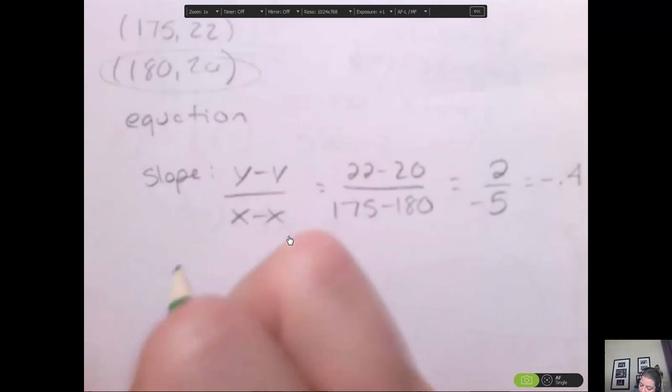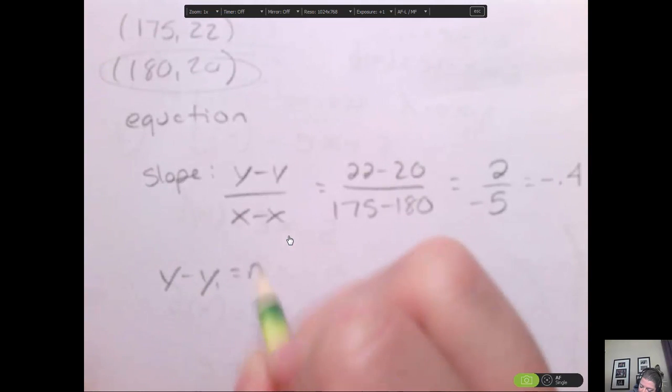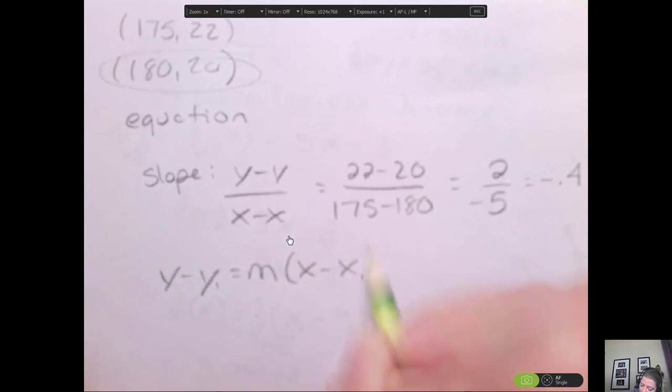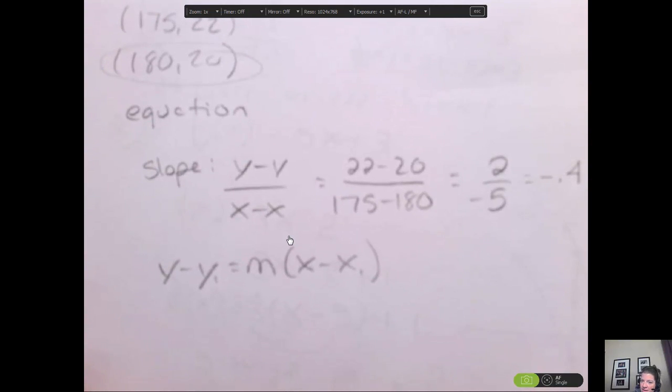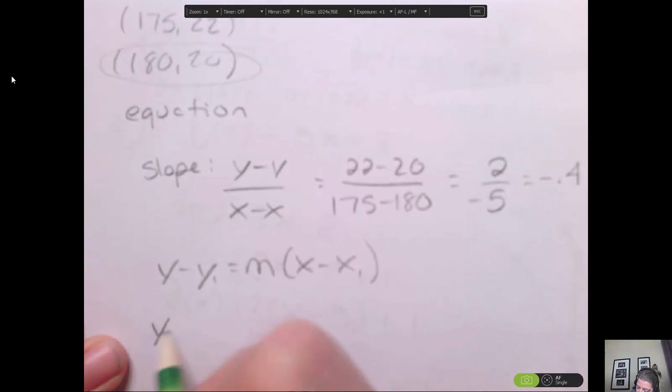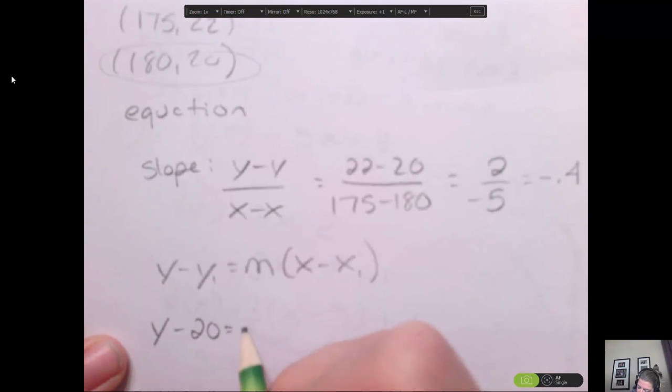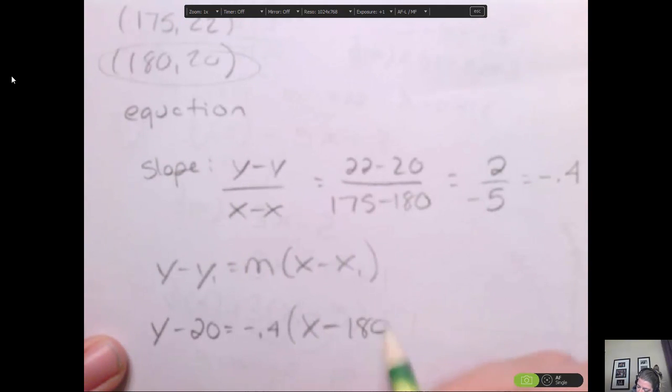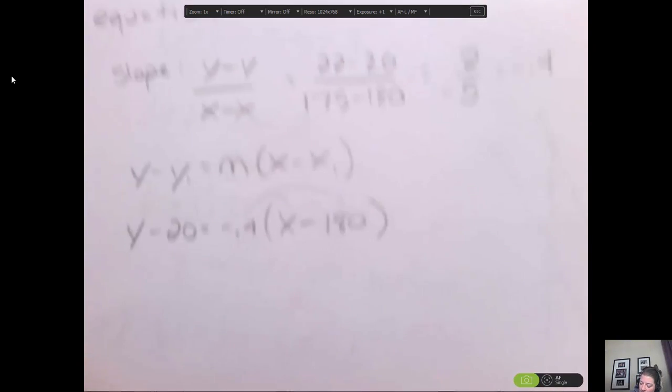And you're going to go y minus y1 equals m times x minus x1, and we're going to put in our values into this formula. This was called point slope, and we're going to put in our slope we found and one of our points. So I'm going to use this one, x, y. So I would go y minus 20 equals our slope of -0.4 times x minus the x of 180. And then I need to distribute here, and this is the equation, you're done, but I want to make it in a little bit prettier form.